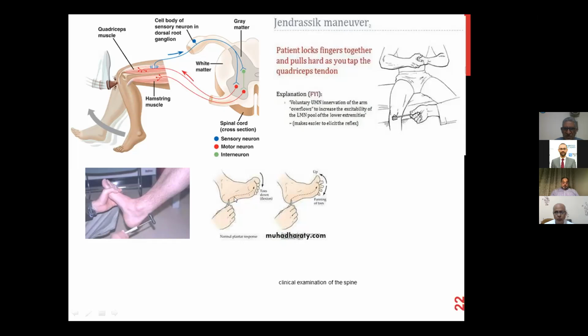The Babinski sign or the plantar response test is S1. Normally it's flexor. If in upper motor neuron lesion, upwards dorsiflexion of the toe and fanning of the toes.